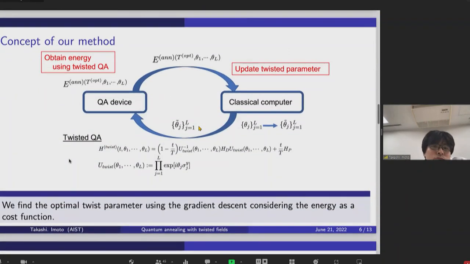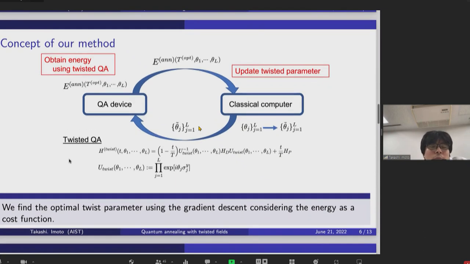Okay, so we review our method. The concept of our method is this figure. At first we obtain the energy using twisted QA, and update the twisted parameter using a classical computer. This is the old twisted parameter, and this is the new twisted parameter. Next, we obtain the energy using twisted QA with the new twisted parameters, and we repeat this cycle. So we find the optimal twist parameter using gradient descent, considering the energy as a cost function.